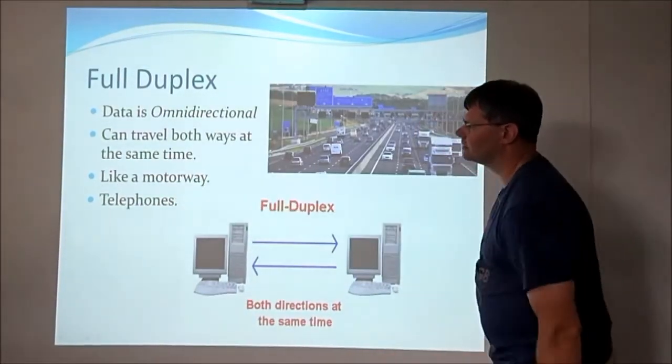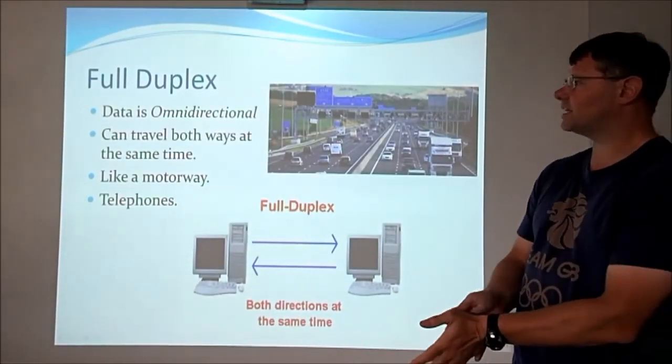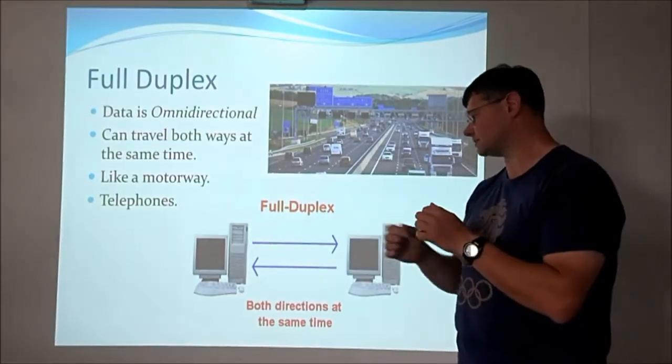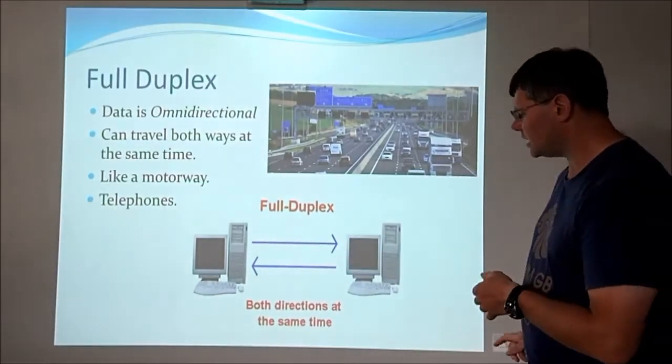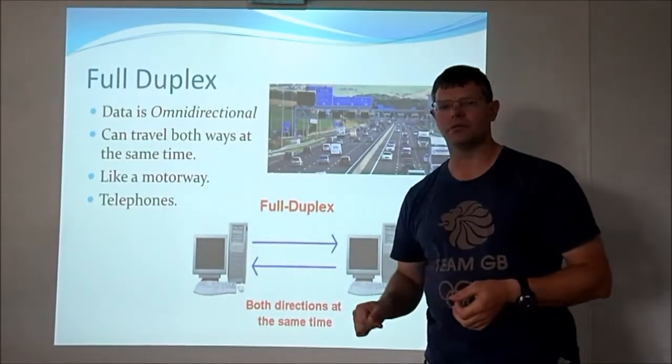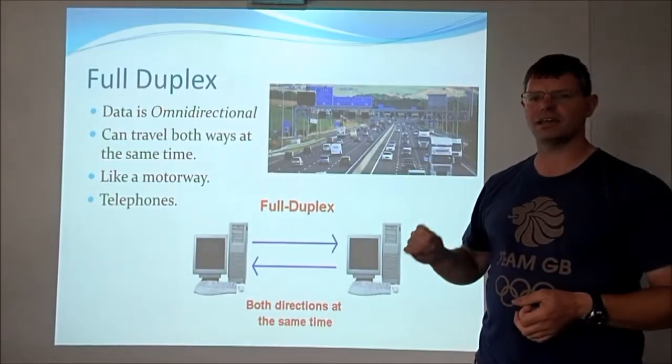Next. Full duplex. So once again, omnidirectional can go in both directions. But this time, it can do both at the same time. So it can send and receive data at the same time.